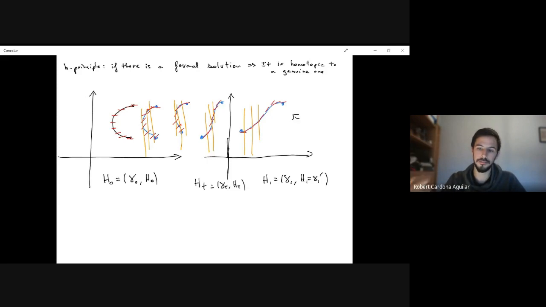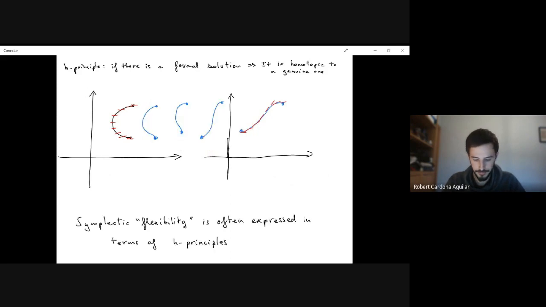And there are several versions of the h-principle. You can ask for parametric families of solutions and more things. The main point is that h-principles have proved to be a very nice tool for symplectic and contact geometry. If you look at the field of symplectic topology, there's a very nice dichotomy between rigidity results and flexibility results, and flexibility often comes in the form of h-principles.